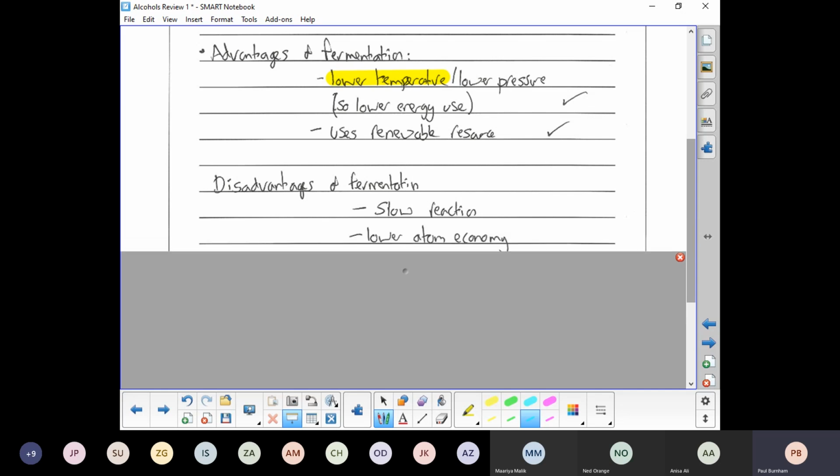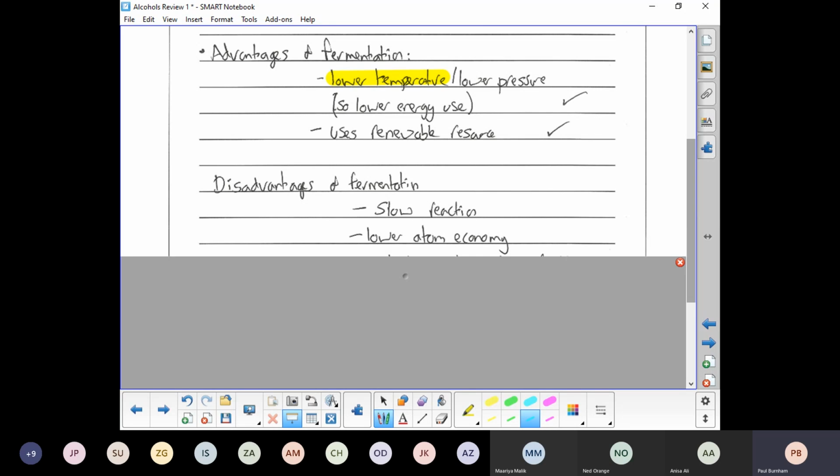Another option, and I think it's perhaps an obvious one to think about when you consider the equations, which are not written down here, but I will make reference to, is that the disadvantage is that it's got a lower atom economy. Hydration of ethene is an addition reaction. The atom economy would be 100%. There are no waste products. It's ethene and steam reacting together to make ethanol. With fermentation, I'm going to produce carbon dioxide. And carbon dioxide is going to be a waste product. And so actually, that would lower my atom economy.